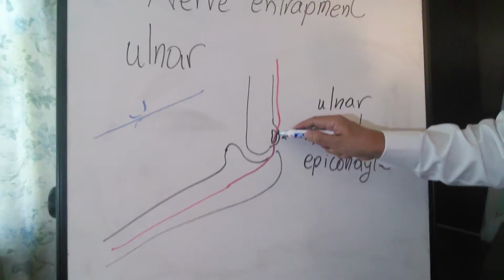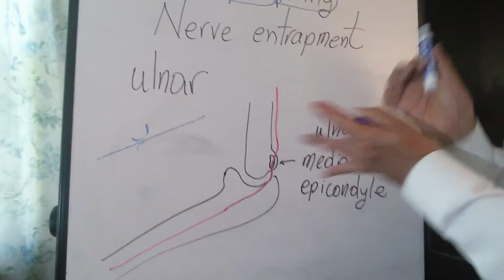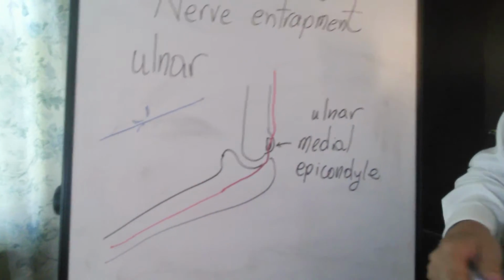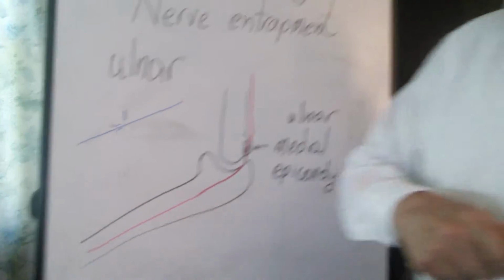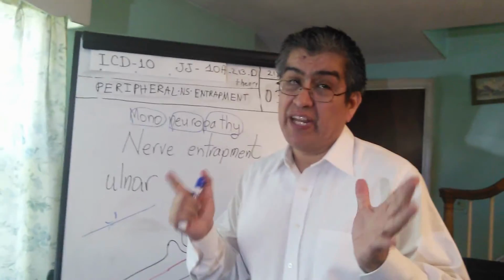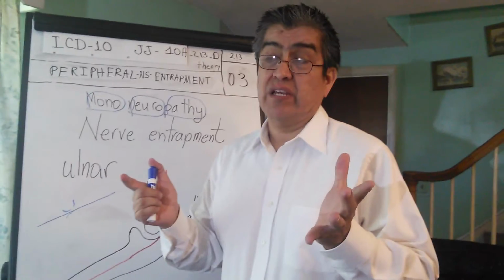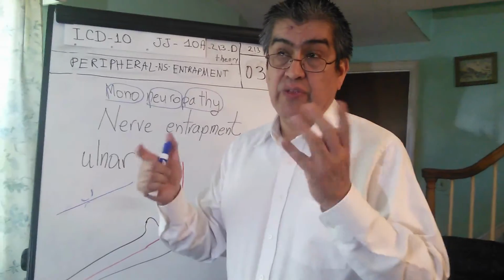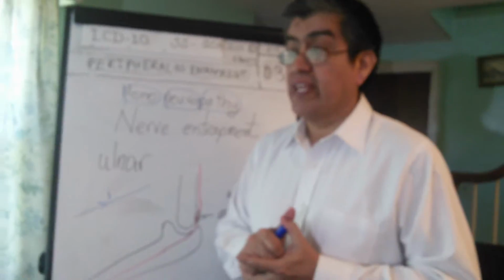It could be entrapment here. It means a compression of the nerve over and over because there's a narrow bony passage right there. Okay, so that's what entrapment is. So you know more or less, you have to have an idea of what it is that we're coding, a little anatomical theory of the things that we're coding.